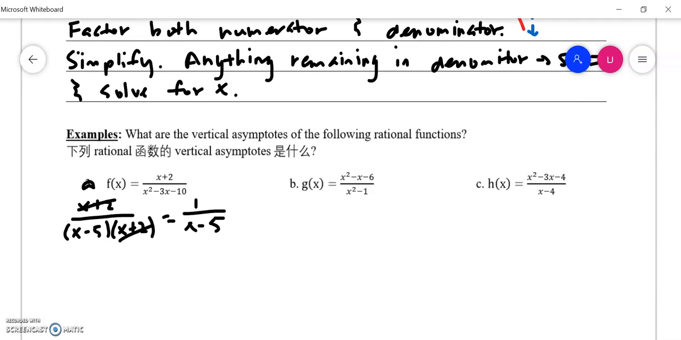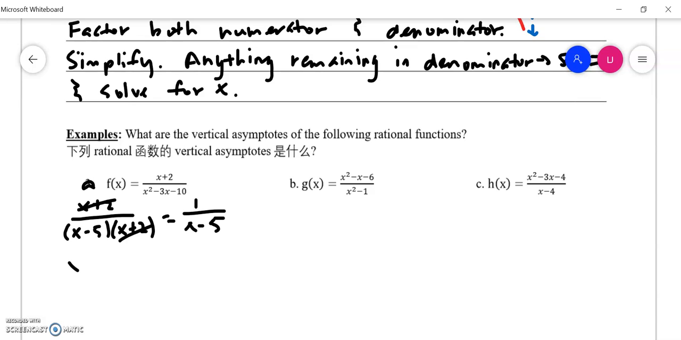All right, anything remaining in the denominator. I didn't spell denominator correctly up here. Why didn't you guys tell me? All right, anything remaining in denominator. There we go.